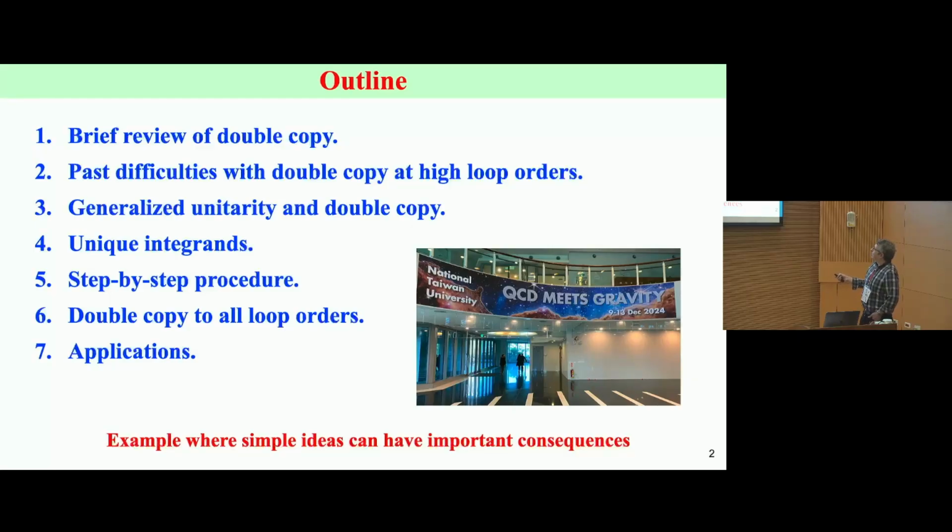And then I'll explain also about past difficulties with the double copy as you start pushing to very high loop orders. Generalized unitarity will be something that I'll have to say something about because it'll play an important role in the story. And the key point I want to talk about is unique integrands. The integrands are gauge invariant. It's just maybe in the past we didn't know that, but anyway, I'll explain how that works. And the step-by-step procedure to get a gauge invariant answer. And then that'll lead to the double copy to all orders.